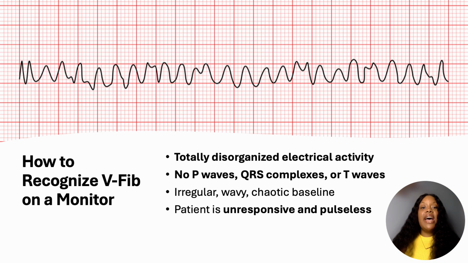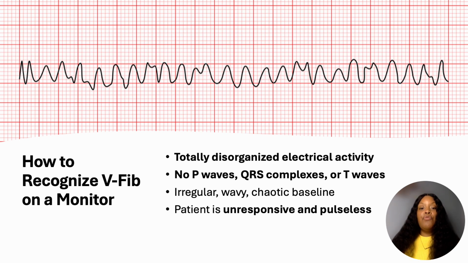So how do you recognize VFib on the monitor? As you can see, it is totally disorganized electrical activity, right? You see no P waves, no QRS complexes, and no T waves. Why are we not seeing these things? Because we are not getting any cardiac output because the ventricles are not contracting. So we're not going to see any of that stuff.